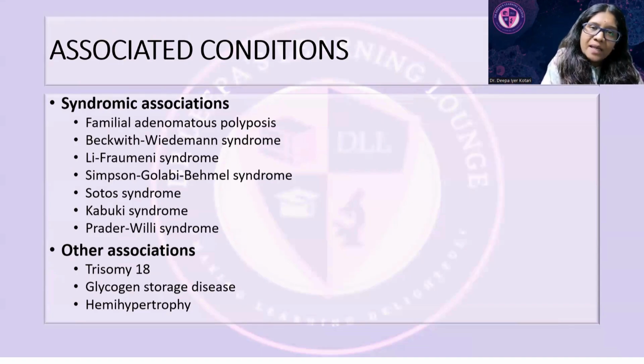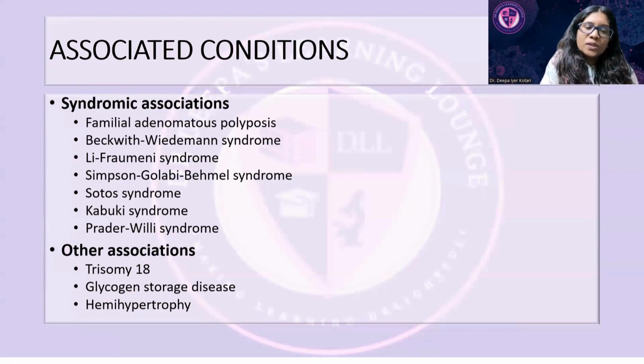Hepatoblastoma can occur as a part of several genetic and congenital syndromes. The important associations include familial adenomatous polyposis. It includes Beckwith-Wiedemann syndrome. It includes Li-Fraumeni, Simpson-Golabi-Behmel syndrome, Sotos syndrome, Kabuki syndrome, and Prader-Willi. So there are multiple familial associations in hepatoblastoma.